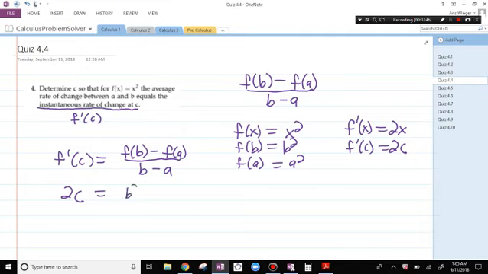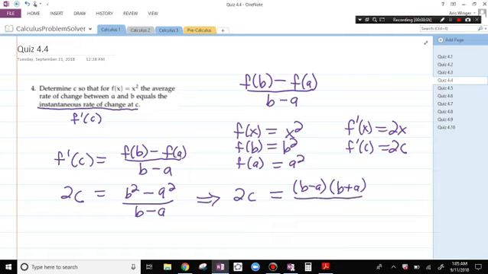f of b minus f of a over b minus a. f of b is b squared, minus f of a, which is a squared, over b minus a. This means that 2c equals, and we are going to factor the b squared minus a squared, that's b minus a times b plus a, all over b minus a. The b minus a's cancel. That leaves us with 2c equals b plus a, and then we'll divide both sides by 2. c is equal to 1/2 times (b plus a).